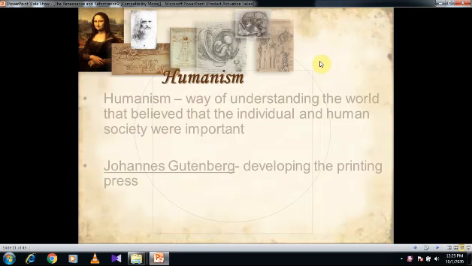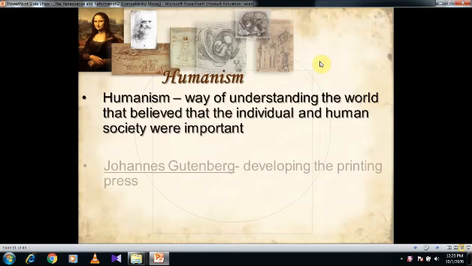The first idea was humanism. Humanism was a way of understanding the world that believed that the individual in a human society was important. If you remember, we already said that before the Renaissance, Europe was passing through the Dark Ages. People were killed for religious reasons. People were killed for statutory reasons. There was no fairness. There was Gothic art. There was only interest in religion and no interest in the human and the interests of the man himself. It was only interest in religion and God and sacrifice.